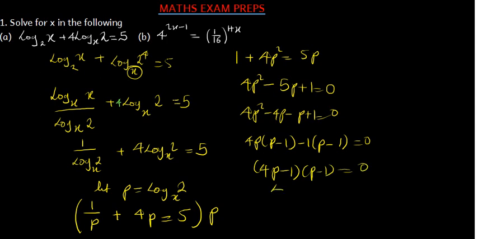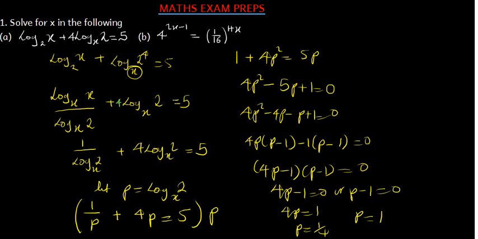So this means 4p minus 1 should be equal to 0, or p minus 1 should also be equal to 0. Therefore 4p should be equal to 1. That means p should be equal to 1 over 4, and then on this side p should be equal to 1. Alright, so those are the solutions then for p.